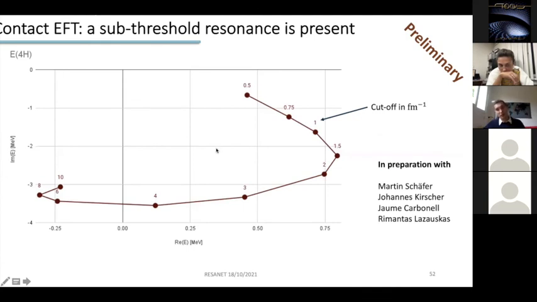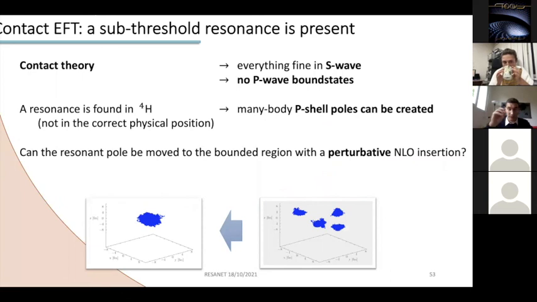exists. And this pole is a p-wave pole created by an S-wave contact interaction. It is the universal pole that you can create. The hope is that you can move, or what you want to test is whether you can move this pole to the correct physical region, from subthreshold to the normal resonance region. Of course, this has not been done.